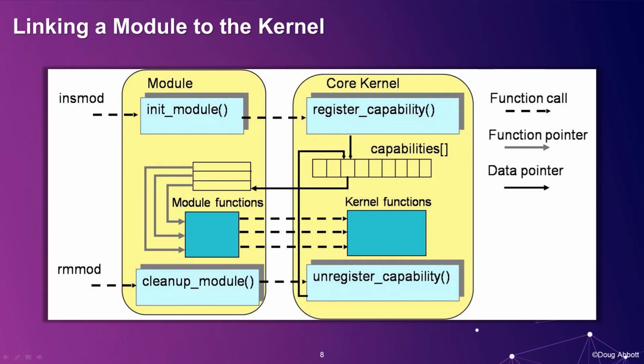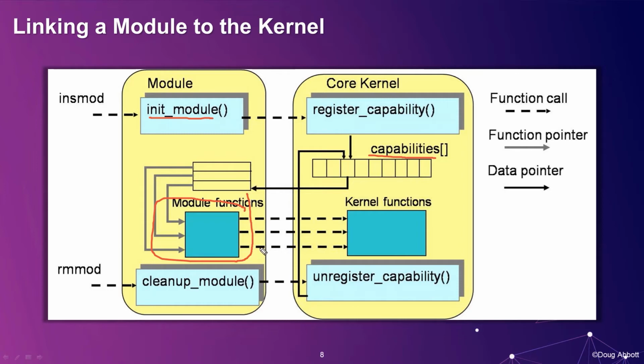This slide illustrates graphically how a module becomes part of the kernel. The insmod command calls init_module. The primary role of init_module is to register the module with the kernel by filling in some kind of capabilities data structure with pointers to functions within the module. For the purposes of this class, the capability structure is the file operations structure that we'll encounter in the next lesson. The functions in the module are able to invoke services of the kernel to carry out their mission.